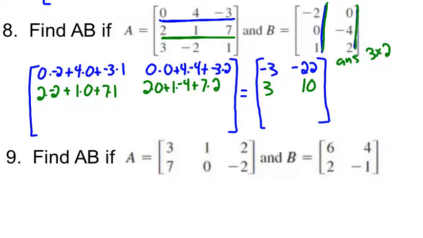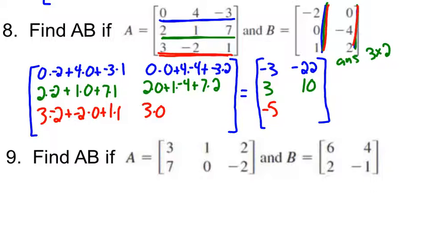Okay, last row, row 3, column 1. 3 times negative 2 plus negative 2 times 0 plus 1 times 1. So that's going to give us negative 5. And row 3, column 2. 3 times 0 plus negative 2 times negative 4 plus 1 times 2. So that's going to give us 10. And here is our answer.